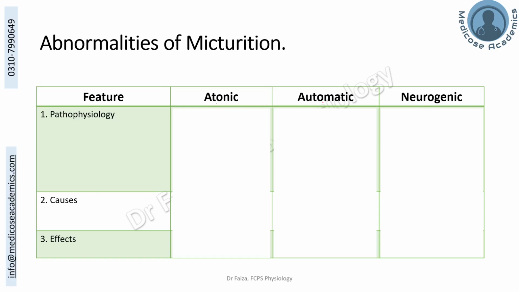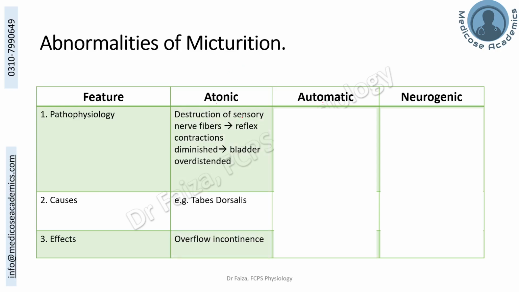So starting from the atonic bladder, as is evident by the name, the bladder has lost its tone, and the reason is destruction of the sensory nerve fibers. Now, if there is destruction of the sensory nerve fibers from the bladder, the afferent limb of the micturition reflex is lost, so the message will not be taken over to the spinal cord, and of course there would be no efferent nerve coming back if there is no message being carried to the sacral segment of spinal cord, and the micturition reflex will not be carried upon.